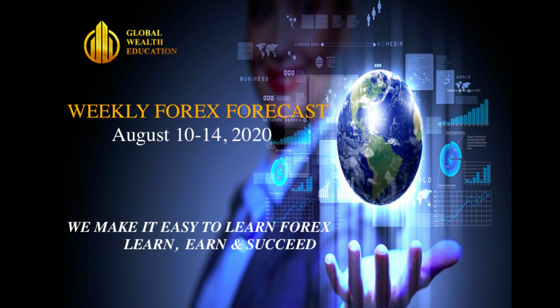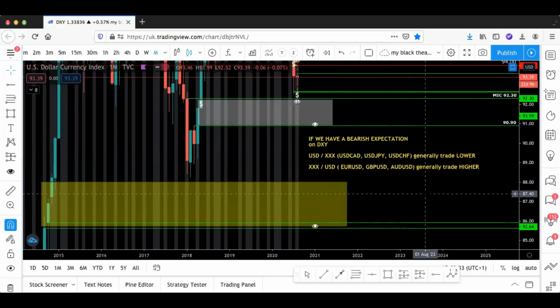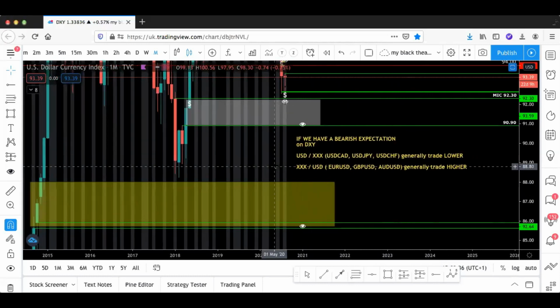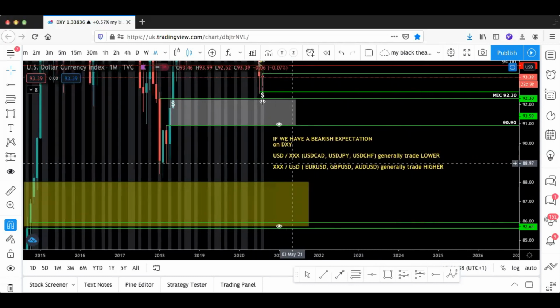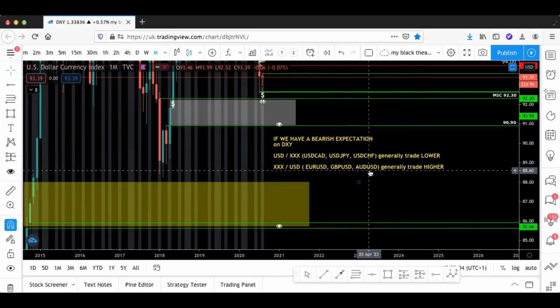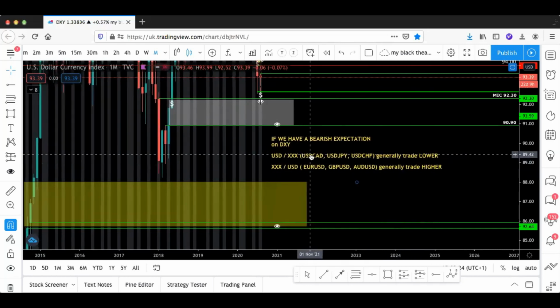Let's jump into DXY. Why we always look at the dollar index in order to understand the other major pairs' direction and moves. If we have a bearish expectation on DXY, dollar-based pairs like USDCAD, USDJPY, USDCHF generally move lower. EURUSD, GBPUSD, AUDUSD generally trade higher. The dollar index always gives us a direction of the market, right?